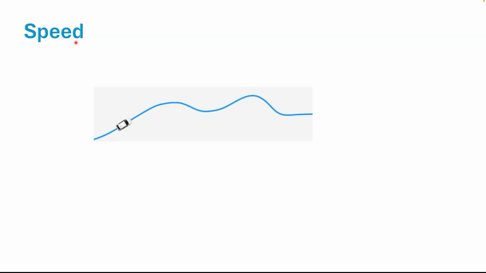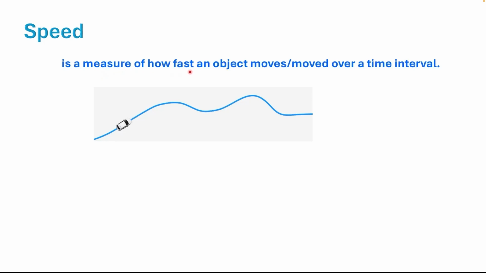What is speed? Speed is a measure of how fast an object moves or moved over a time interval. To understand the speed, I am considering a car on a road. The car moves on the road and arrives here. The time when the car starts is called the initial time, and I take it as t1. The time when the car arrives at the destination is called the final time, and I take it as t2. The length of the road, from here to here, is the distance traveled by the car.